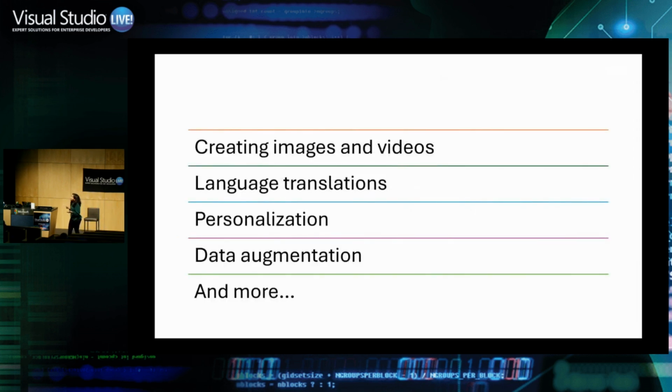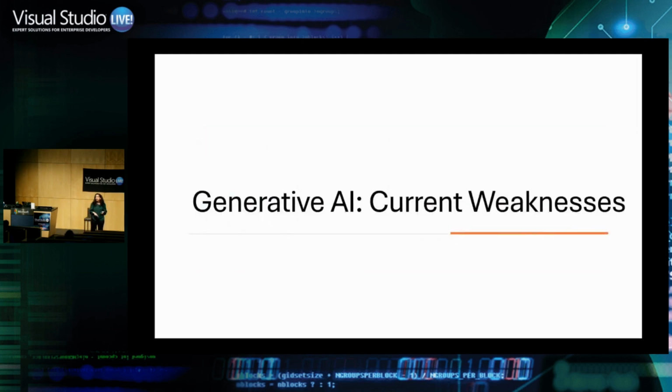It does a good job. Like, good is relative because, you know, we've seen the how-many-fingers and all those things that it generates, but it does a decent job creating images and videos, doing language translations, personalization, data augmentation, and there's a bunch of strengths that we probably haven't even discovered yet. But let's talk about weaknesses, because this is just a tool. Sometimes it's good for some things and it's bad for other things.